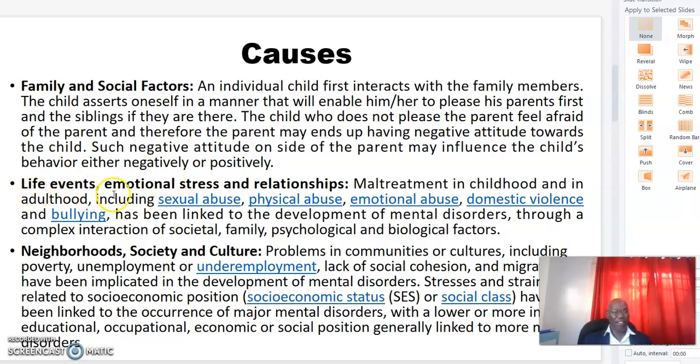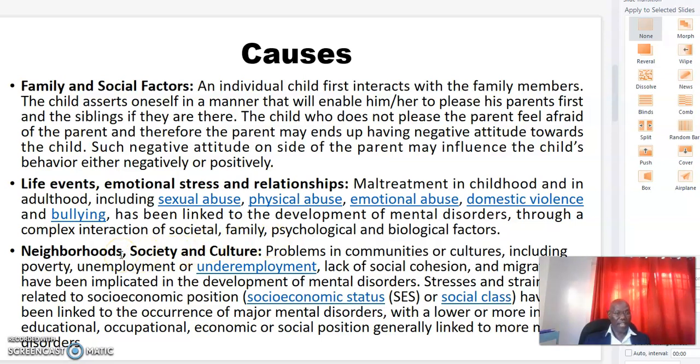Number two, life events, emotional stress, and relationships. Maltreatment in childhood and in adulthood, including sexual abuse, physical abuse, emotional abuse, domestic violence, and bullying, has been linked to the development of mental disorders through a complex interaction of societal, family, psychological, and biological factors.